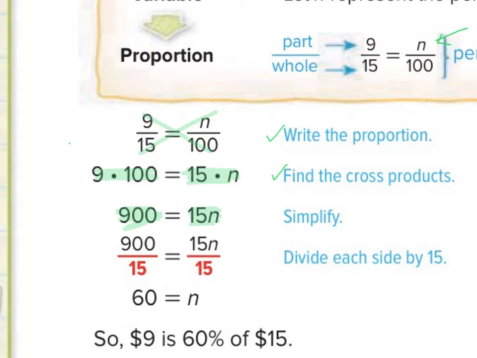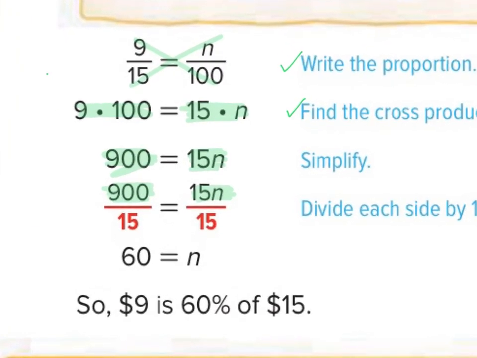To solve an equation like this, you have to divide by the number that you know in the multiplication problem. So the number we know is 15 because 15 is being multiplied by n. So if we divide by 15 on both sides of the equal sign, then we're going to find out what n equals.